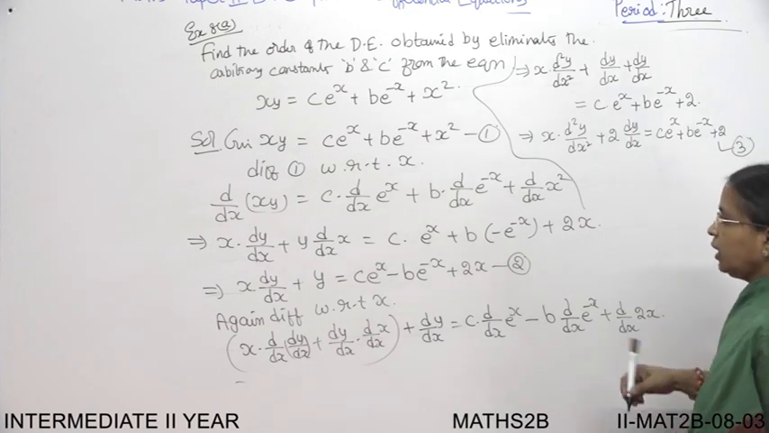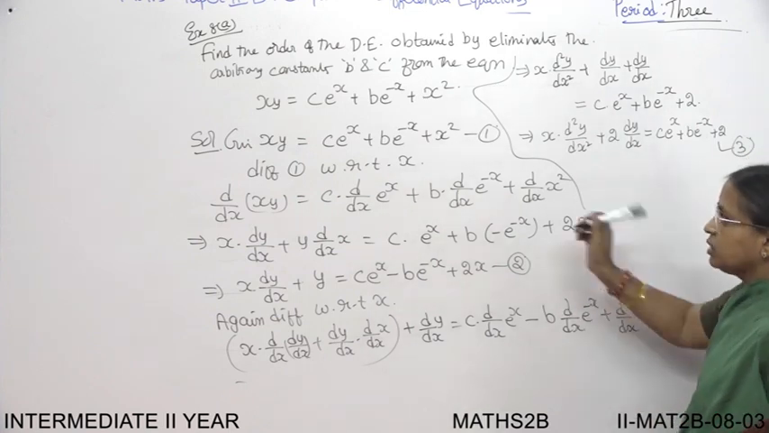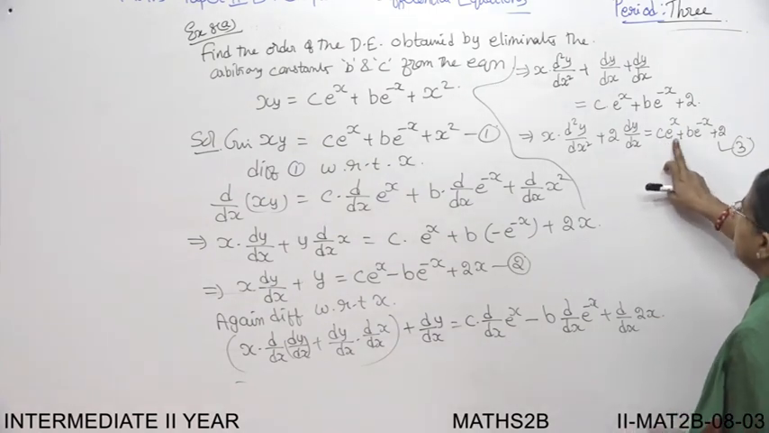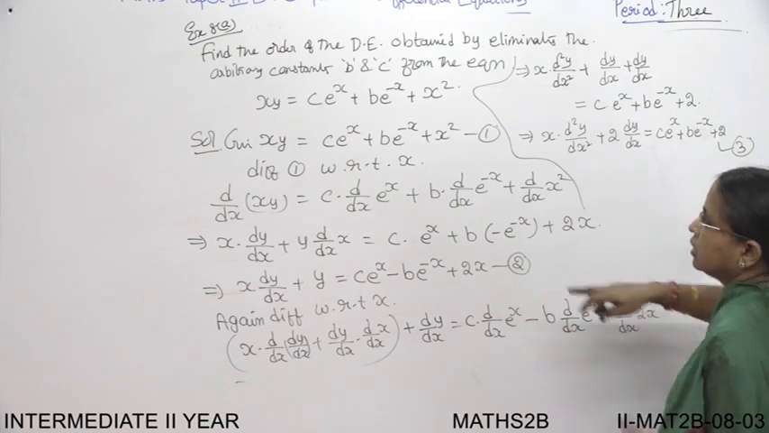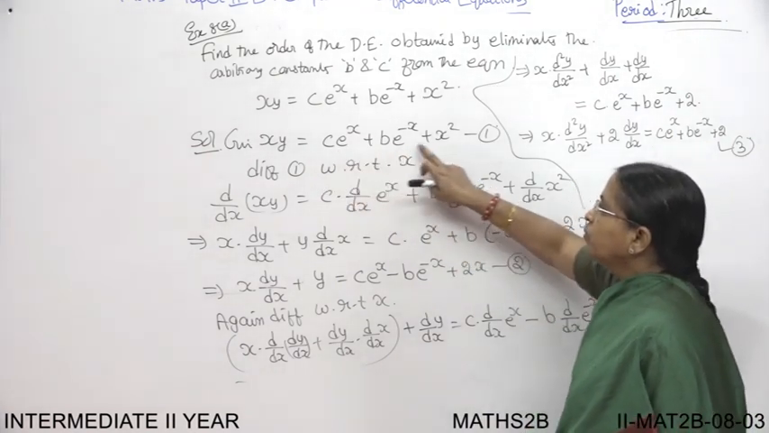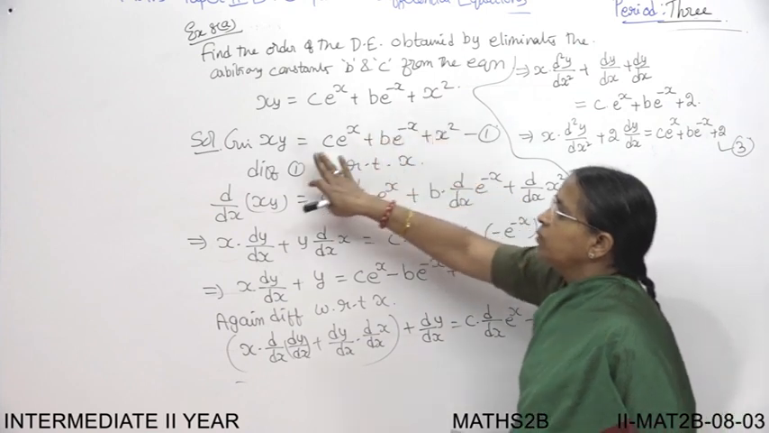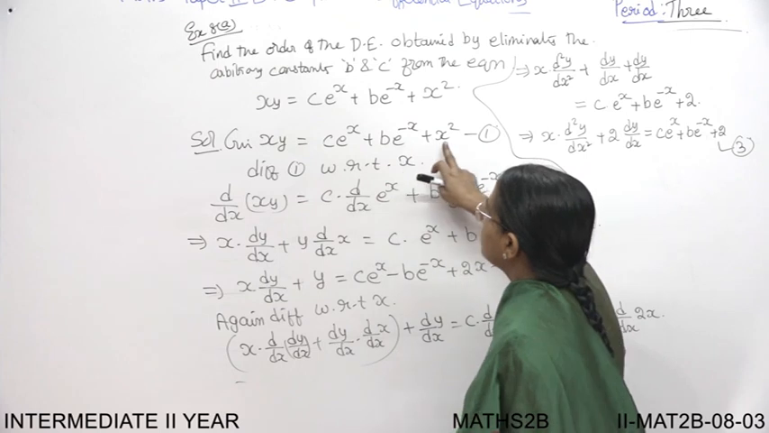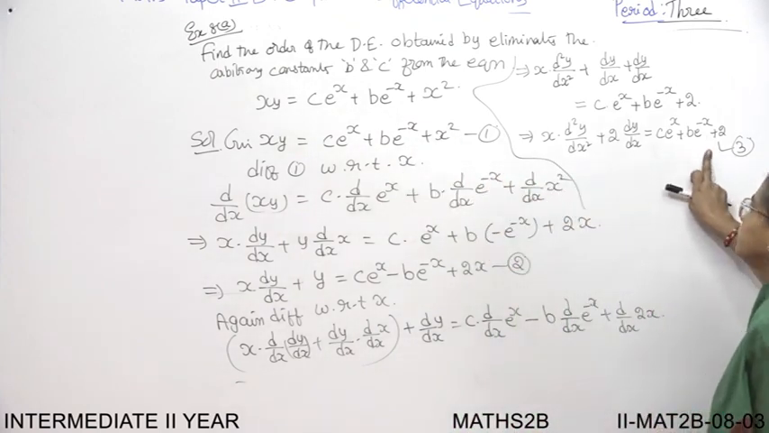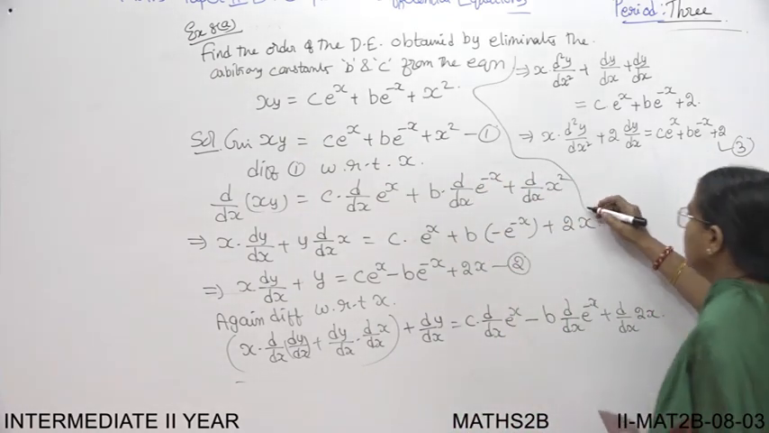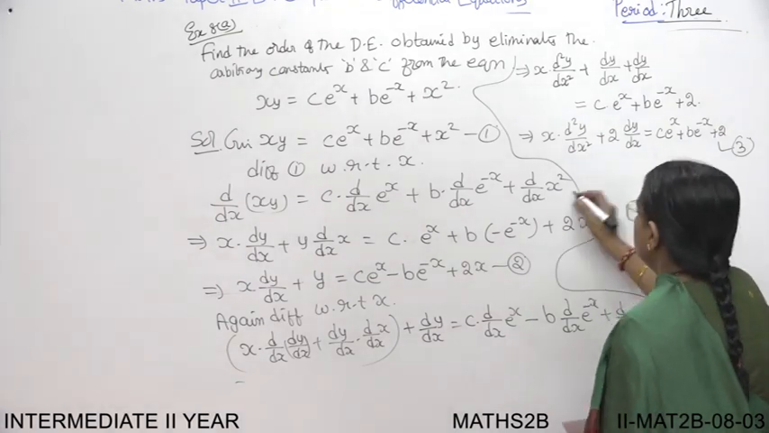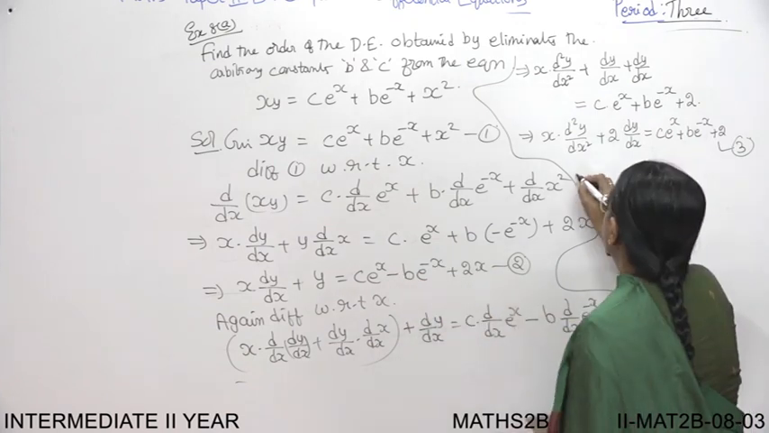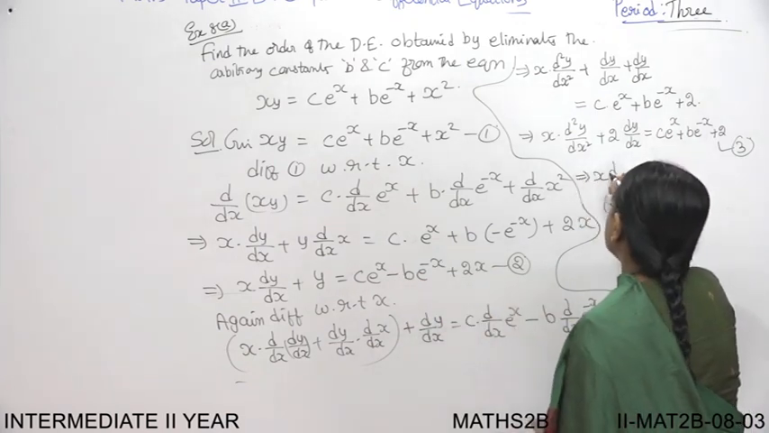Now how to eliminate this b and c from these three equations? If you observe this, both c e power x and b e power minus x are there in the first equation, but x square is there. So this x square we will bring to this side and write the value of this as xy minus x square. Then both b and c will get eliminated. So you will just substitute. You don't need the second equation because you have a minus sign and it is difficult.